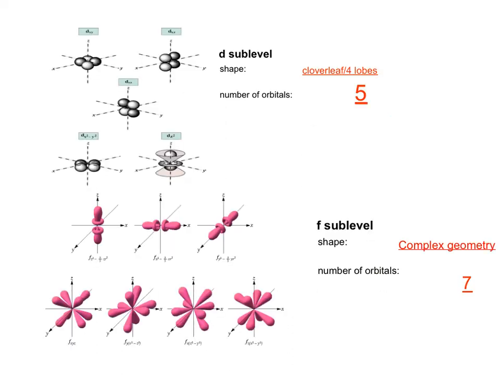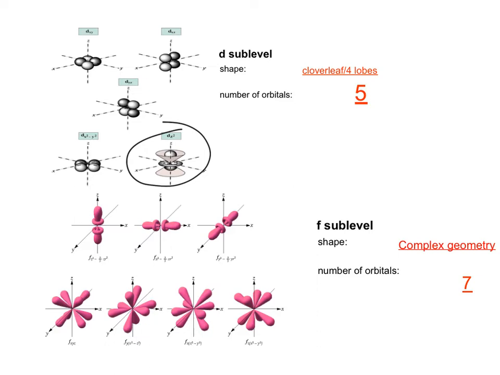Moving up to D, we call that the cloverleaf shape or the four-lobe shape. It has 5 orbitals. It could be arranged in 5 different, distinct and unique ways, including this weird spinny one. Don't worry about it too much. Just know, again, S has 1, P has 3, D has 5 orbitals.